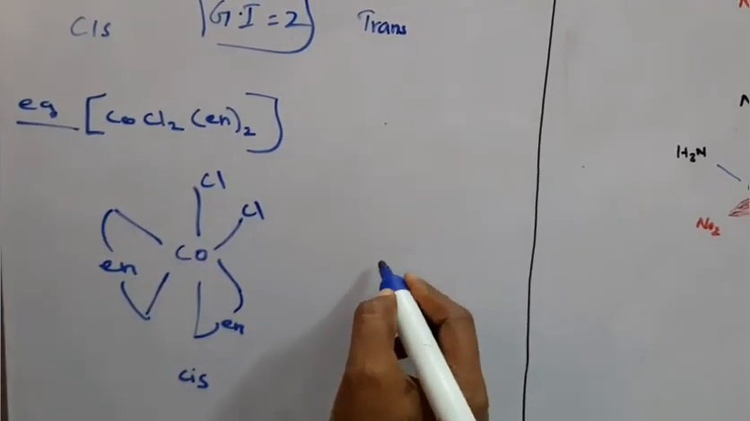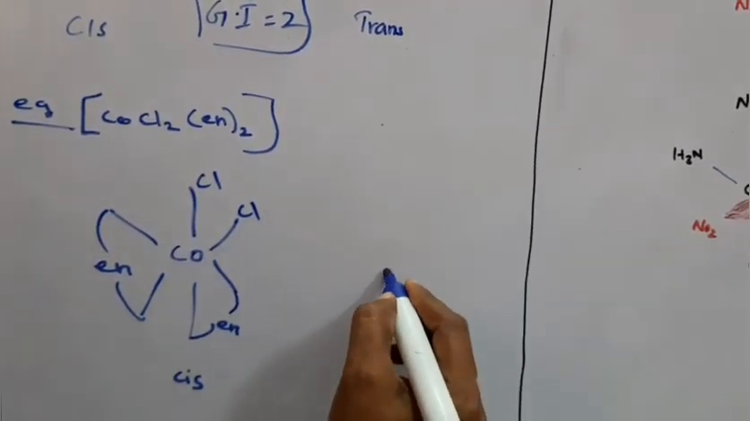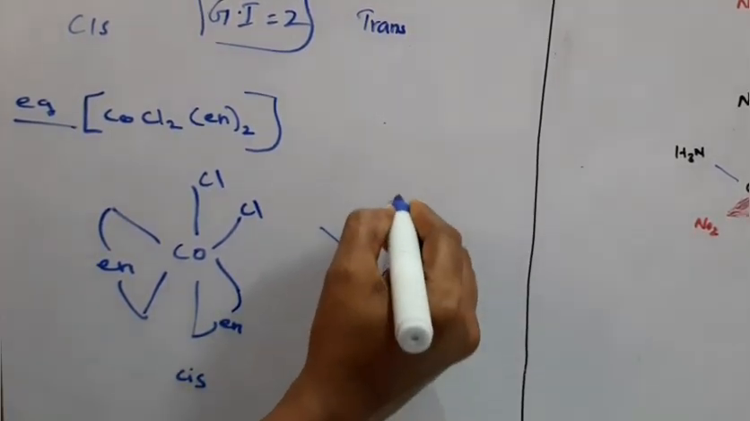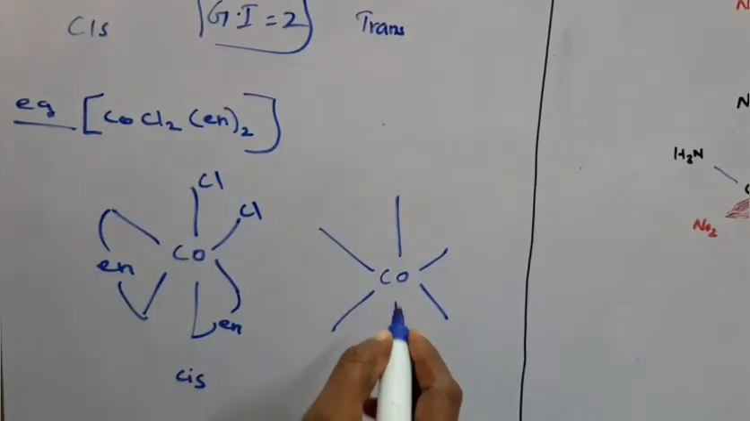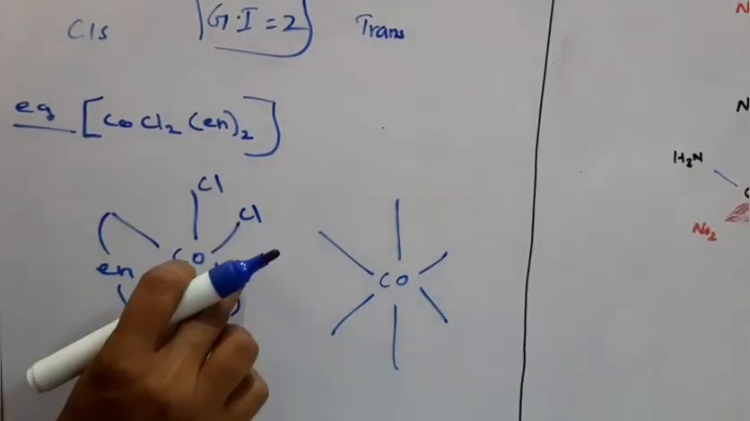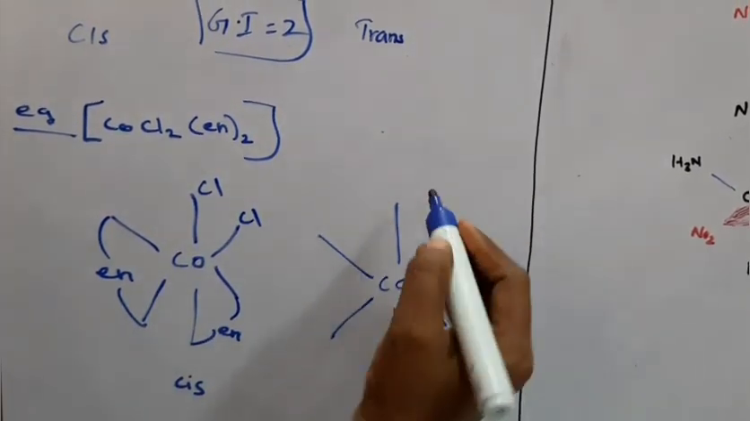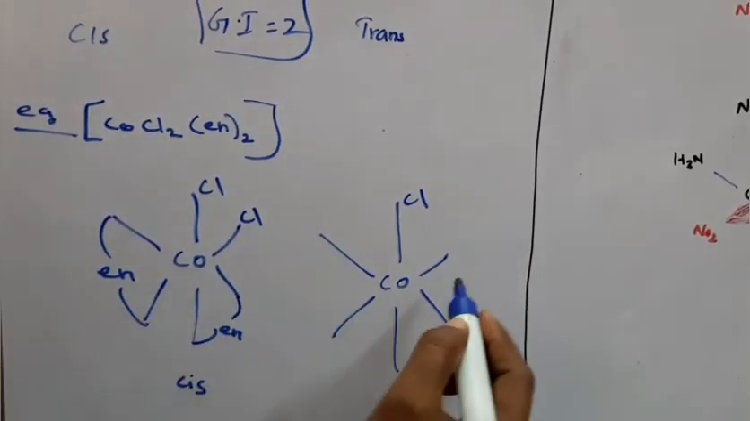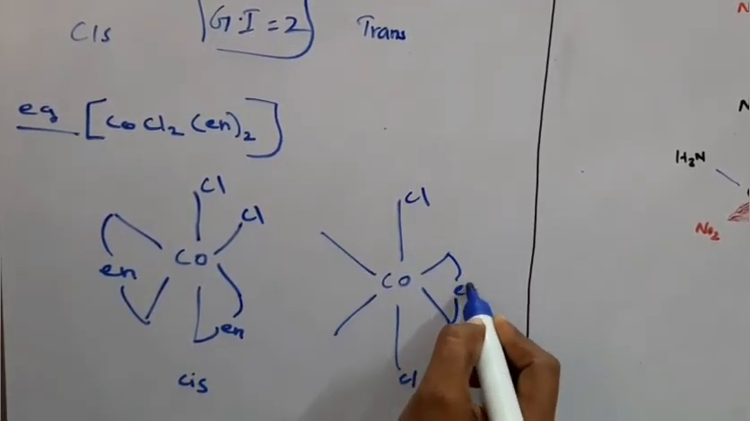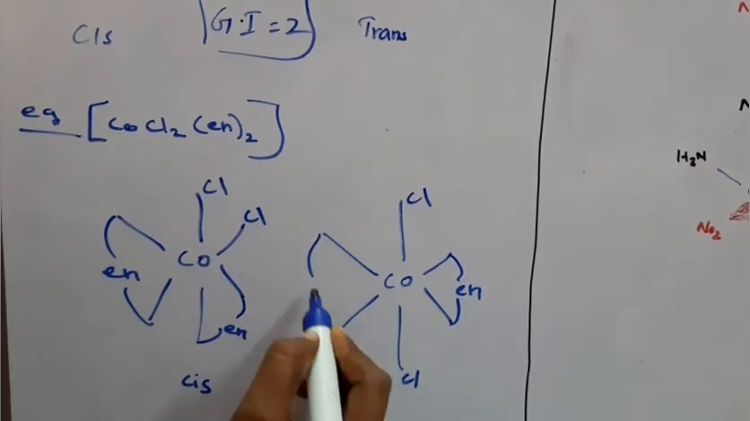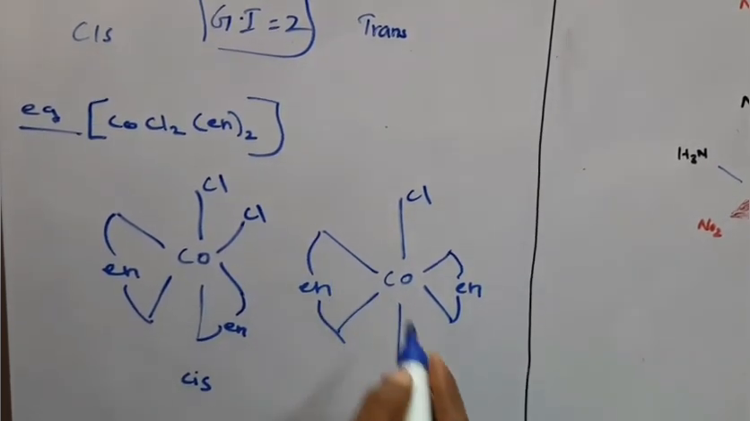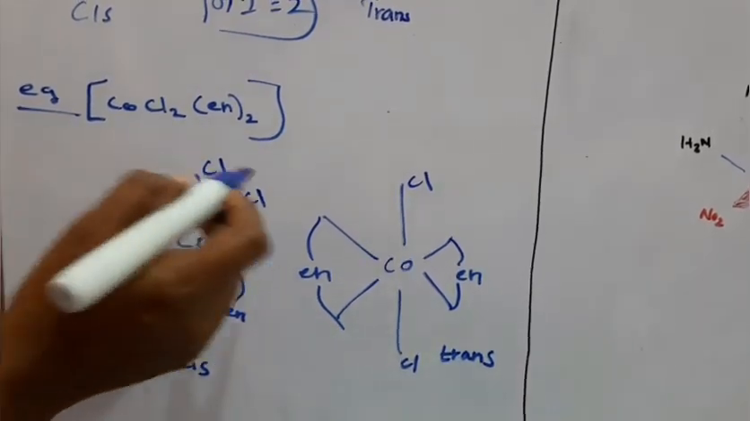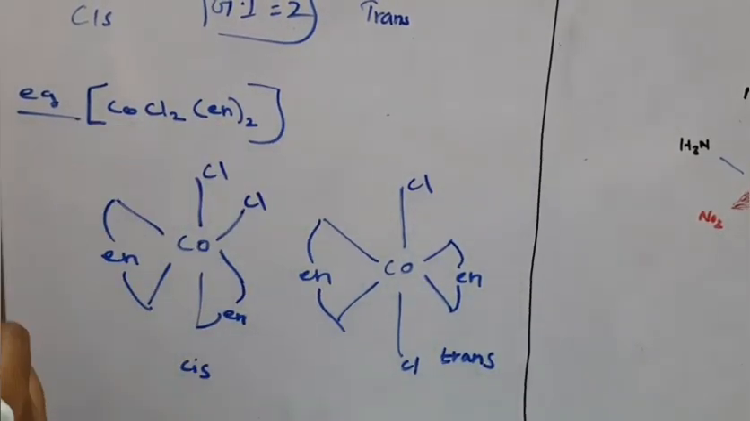So how can you draw this for the trans isomer? Co, 1, 2, 3, 4, 5, 6. The orientation is different in this case: Cl here and Cl there, and en is a bidentate ligand connected between these two. So this is the trans form. This is for the case of bidentate ligands.